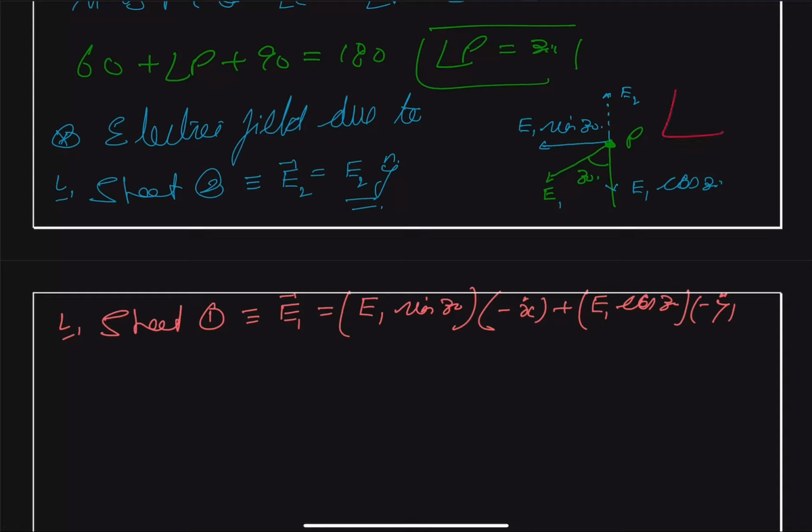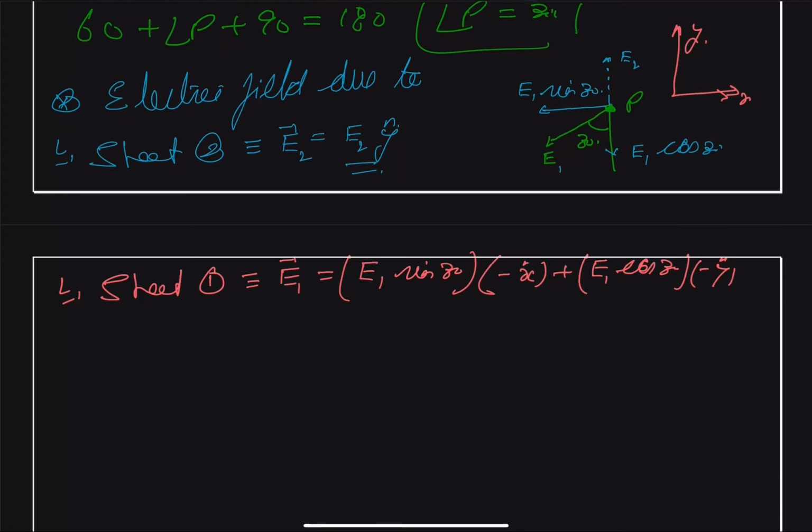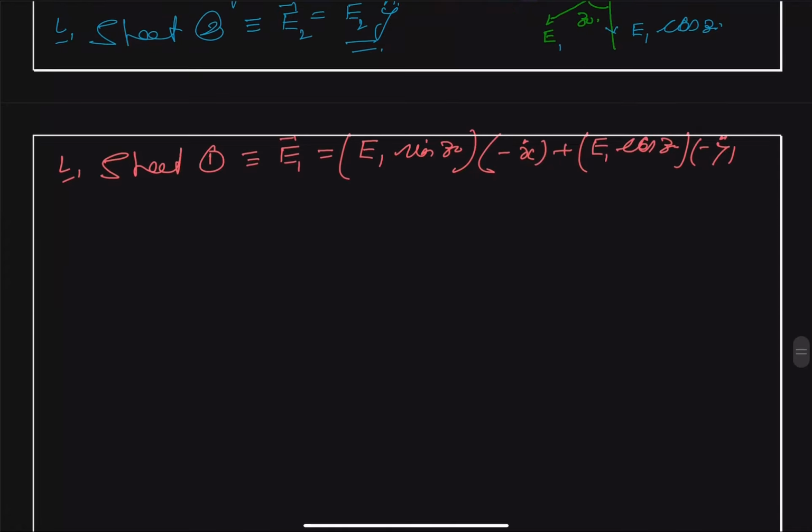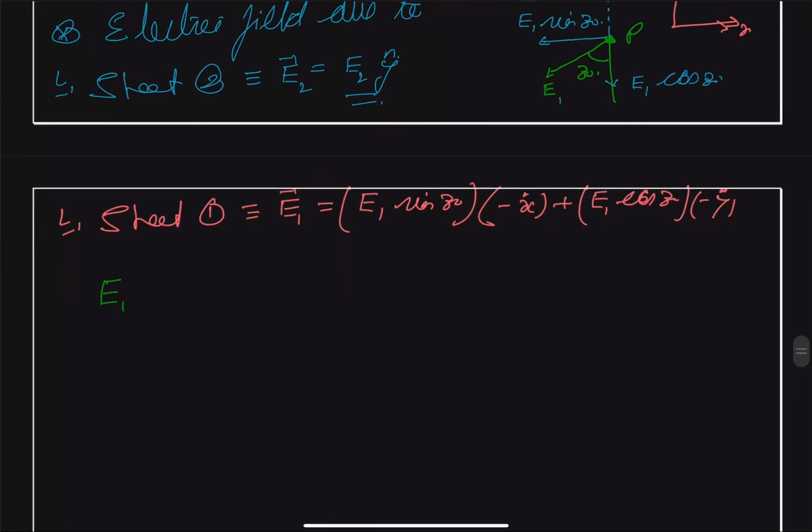So this is our x and this is our y. So we can just find out our E1. So we can write that our E1 will be equal to sine 30, which is 1 by 2. So this comes as minus E1 by 2 x unit vector, minus cos 30 is root 3 by 2. So this comes as root 3 E1 by 2, and this comes as our y unit vector.